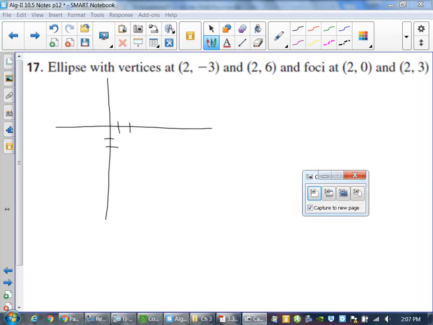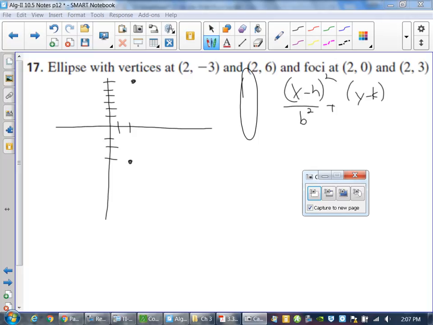Start with your plot. If I have vertices that are vertical of one another, that tells you right away that it's a vertical ellipse. That means your a squared value is going to be underneath the y squared term. Okay, you know right away it's going to be up and down. So it'll be x minus h over b squared plus y minus k over a squared equals 1.